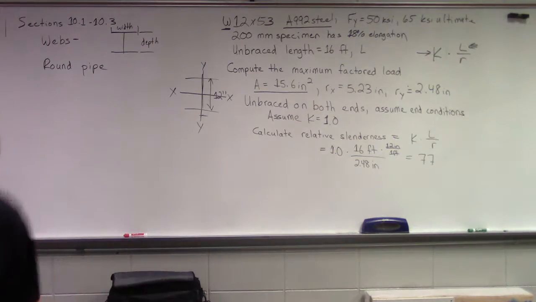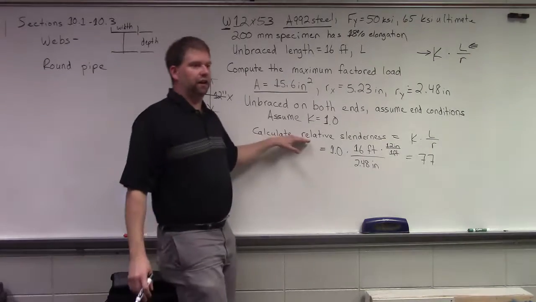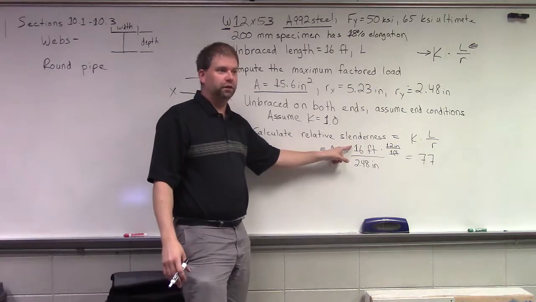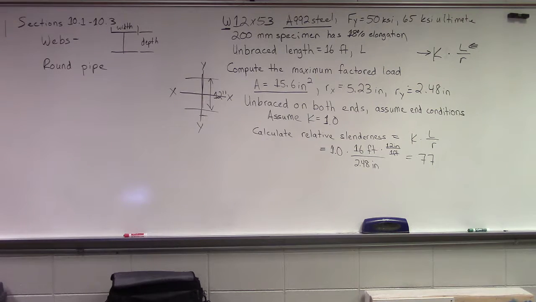So now, reference table 10.1. I think it's just 77. There's no inches or anything, it's just 77. This is a dimensionless factor, because the units cancel out. Instead of relative slenderness, it's also known as slenderness ratio. You have a ratio of inches to inches. So technically, if you're interested in what the units are, it's inches per inch.